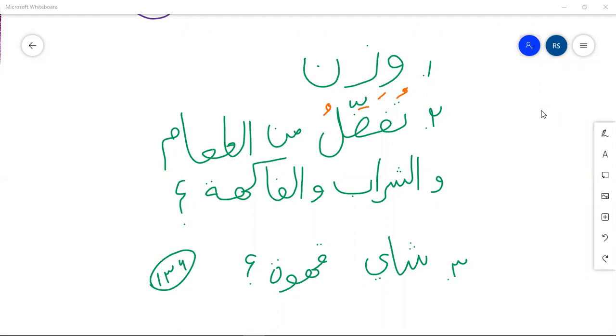Matha tufaddilina minat-ta'am? Ufaddilus-samak. What do you prefer from the drinks? Matha tufaddilina minash-sharab? Ufaddilul-qahwa. Then matha tufaddilina minash-sharab? Ufaddilu qahwa. What do you prefer from the fruit?